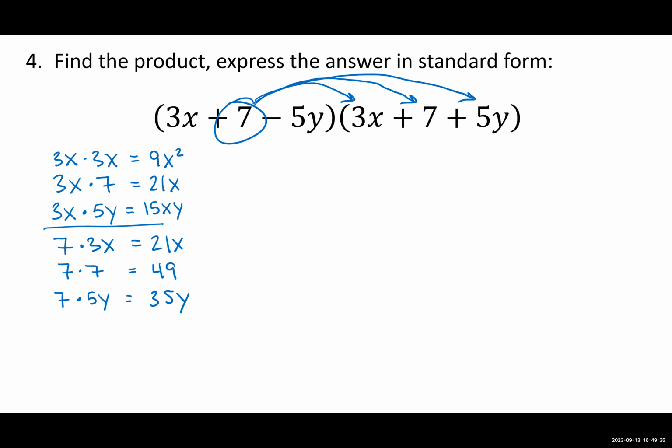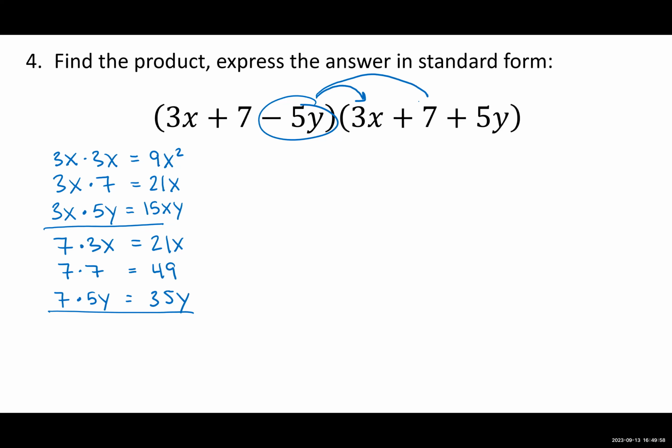Then we keep going. We move on to the negative 5y, which is multiplied by the 3x, then it's multiplied by the 7, then it's multiplied by the 5y. All right, so we've got a minus 5y times 3x. And then we've got a minus 5y times 7, and then we've got a minus 5y times positive 5y. So those are the last three terms here.